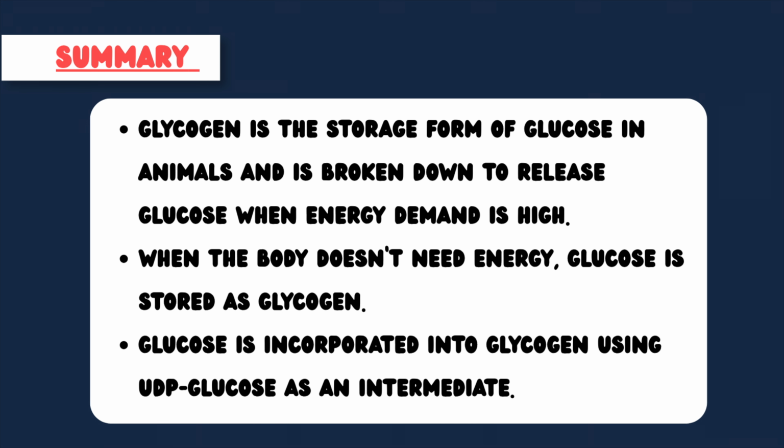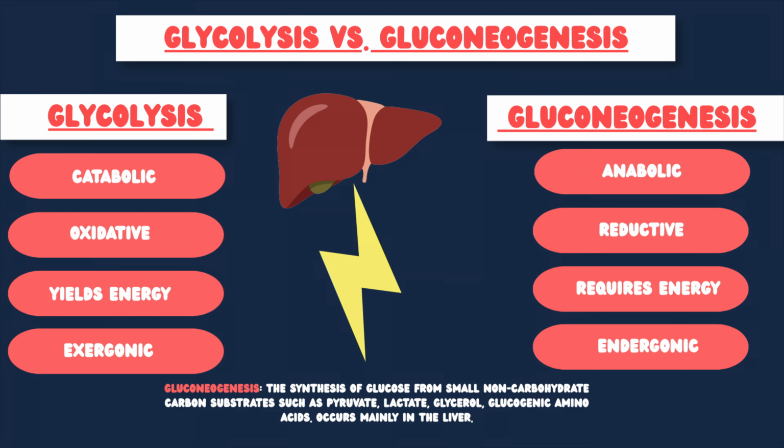So just to summarize, glycogen is the storage form of glucose in animals and is broken down to release glucose when energy demand is high. When the body doesn't need energy, glucose is stored as glycogen. Glucose is incorporated into glycogen using UDP glucose as the intermediate, which we just talked a lot about. So get used to all this material before we start talking about glycolysis versus gluconeogenesis.